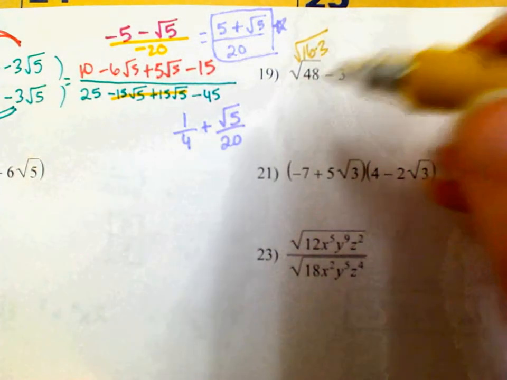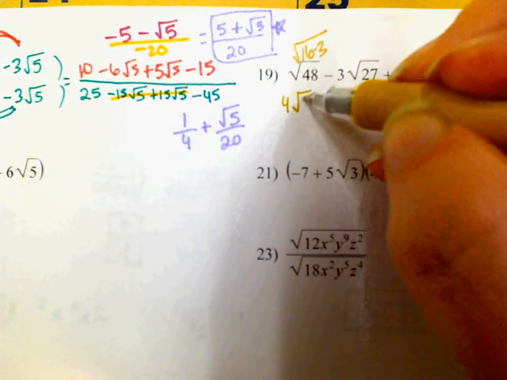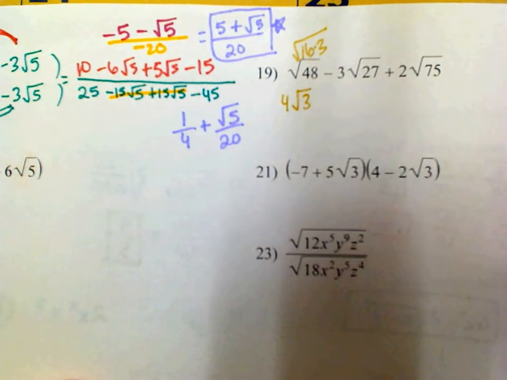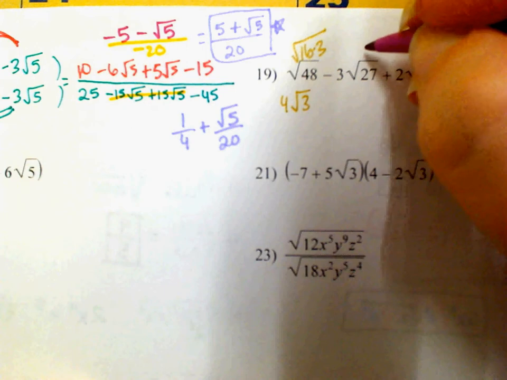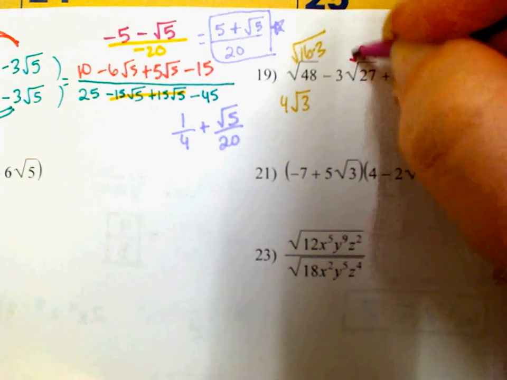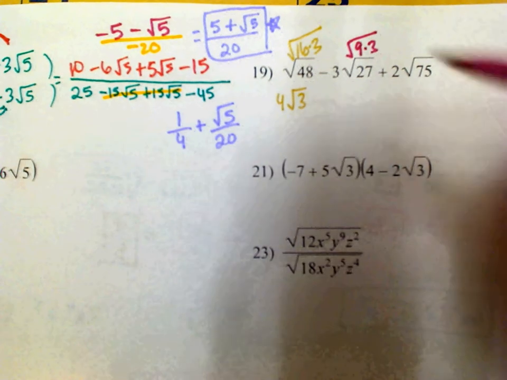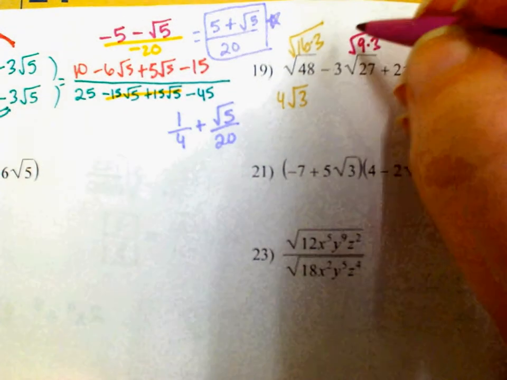27, I'm thinking square root, so I've got to look at perfect squares. That's 9 times 3. If it was cubed root, I would just say the cubed root of 27 is 3. I've got a negative 3 in the front, so when I take this it's 3 square roots of 3. But then I've got another negative 3 in the front, so that's negative 9 square roots of 3.